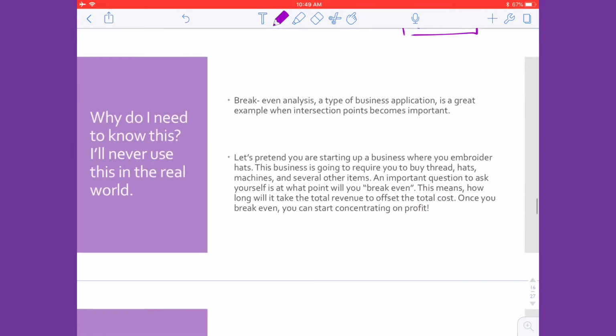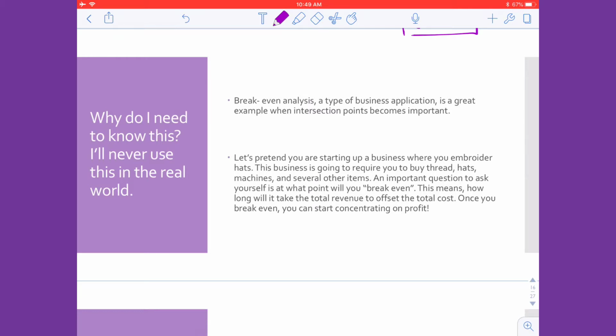So why do I need to know this? I'll never use this in the real world. Well, this brings us to the idea of break-even analysis, which is a type of business application. It's a great example of when intersection points become important to us. So let's pretend you're starting up a business where you're going to embroider hats.